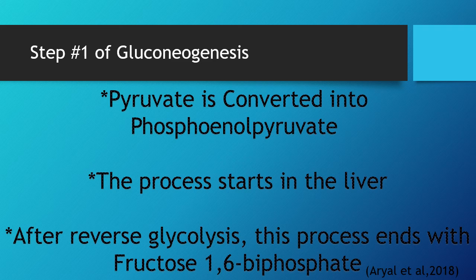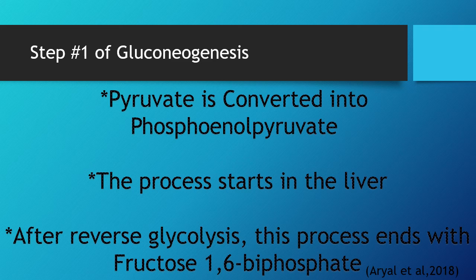Pyruvate is made from amino acids such as alanine and lactate. It is catalyzed by pyruvate carboxylase to become oxaloacetate. It is worth mentioning that this step occurs in the mitochondria, which the oxaloacetate cannot cross. It must be converted into malate or aspartate temporarily to cross the membrane into the cytosol.